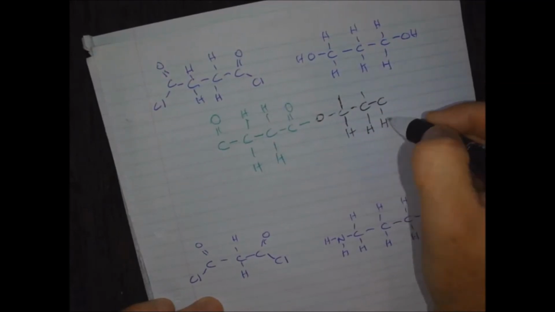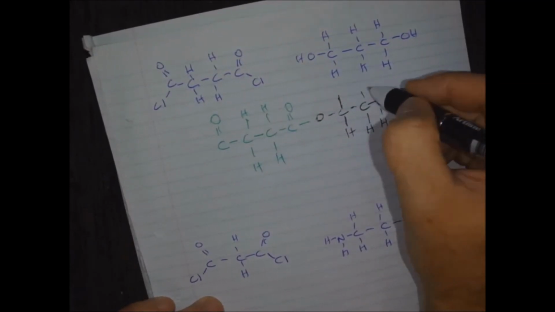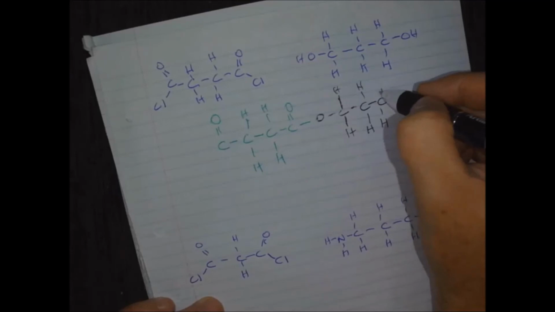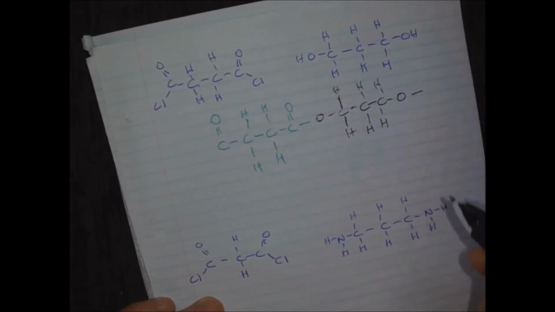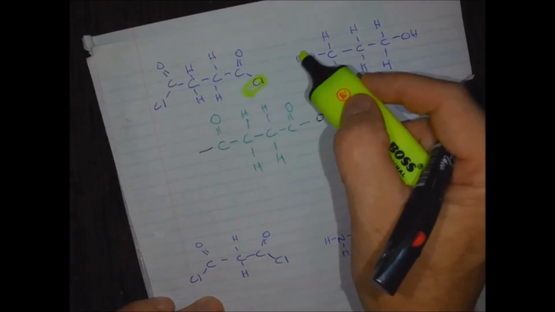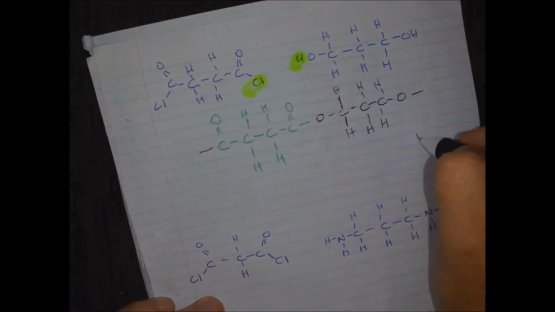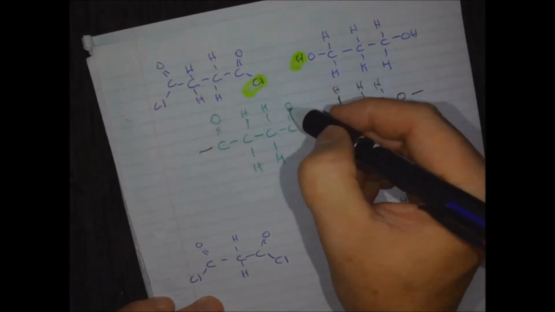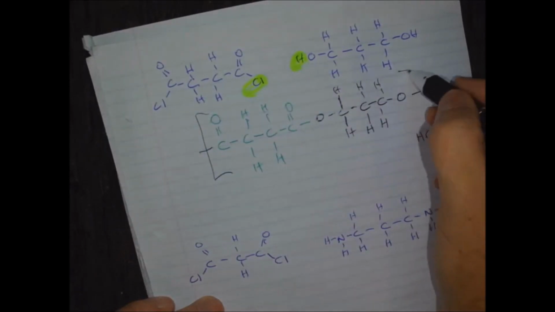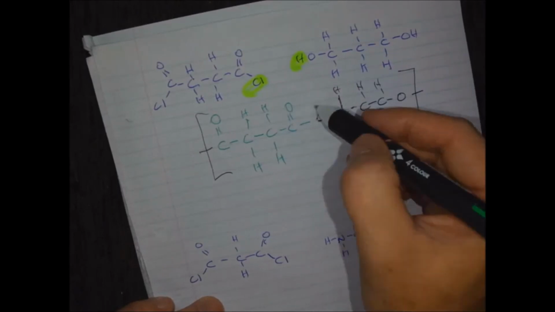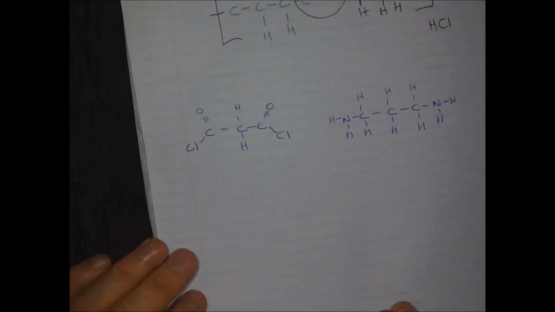Now, if I just carry on drawing in some H's here. Now again, all I've done is I've removed this time a Cl and an H, so HCl has been removed, so I'm just joining here, and this is 1 repeating unit, and this is an ester link.